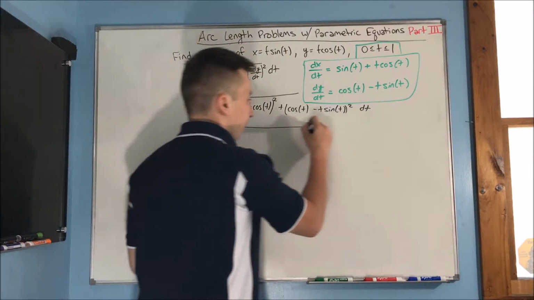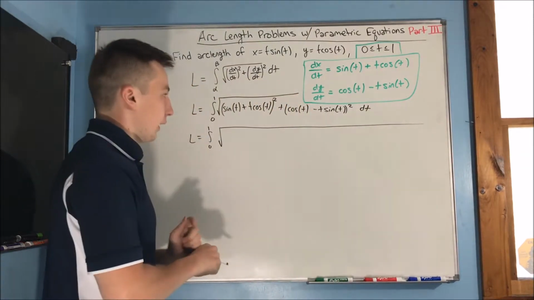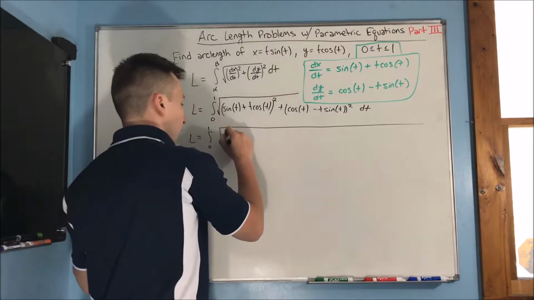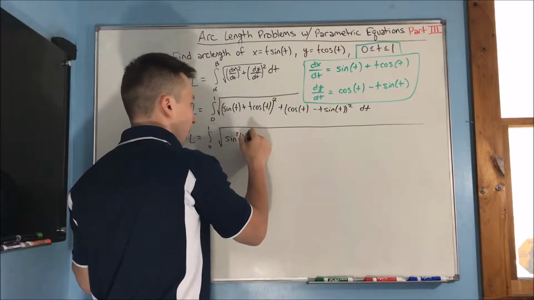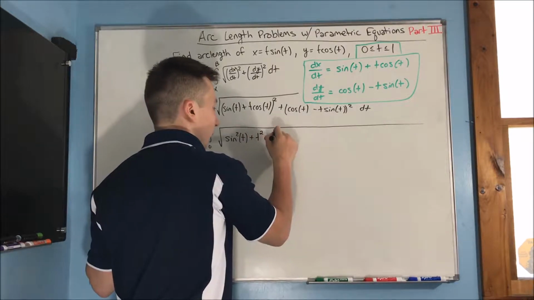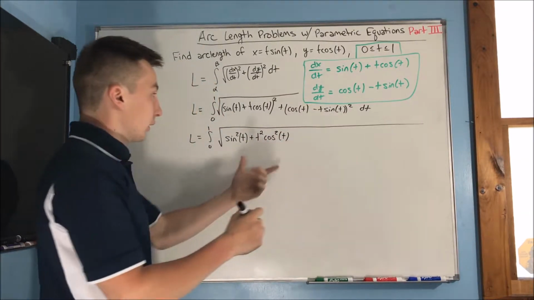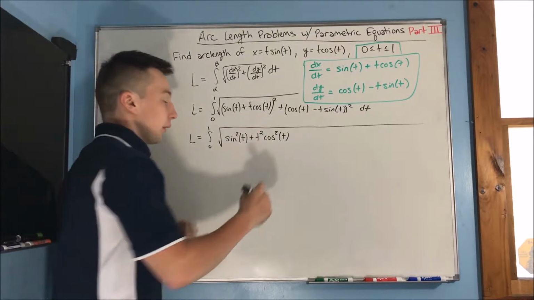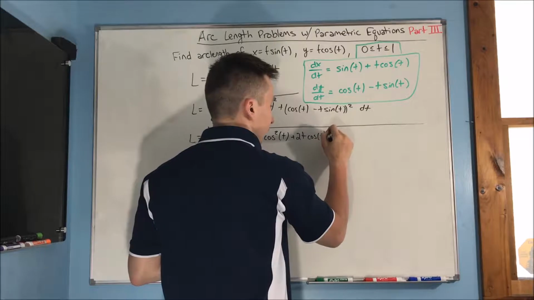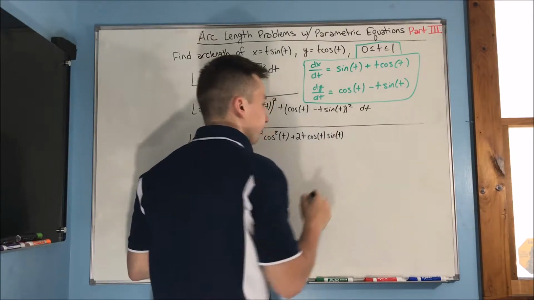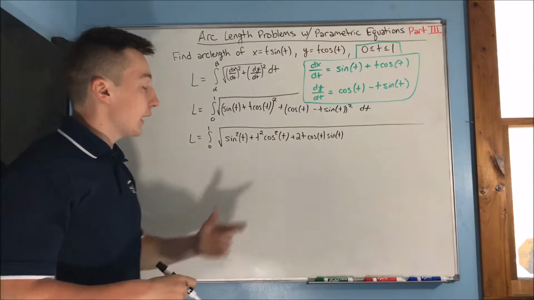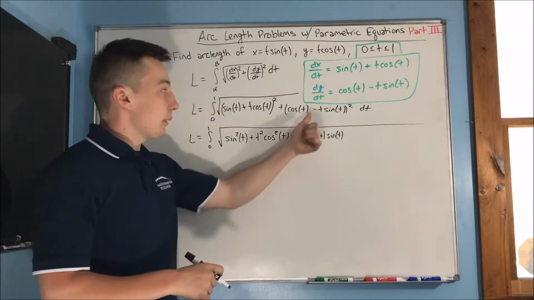Alright, and we'll get a long square root of things. Okay, if we square sine of t, we're going to get sine squared t. We square t cosine t, we're going to get t squared cosine squared t. And then if we do the middle terms, well, we're going to get a plus 2t cosine t sine t. Awesome.